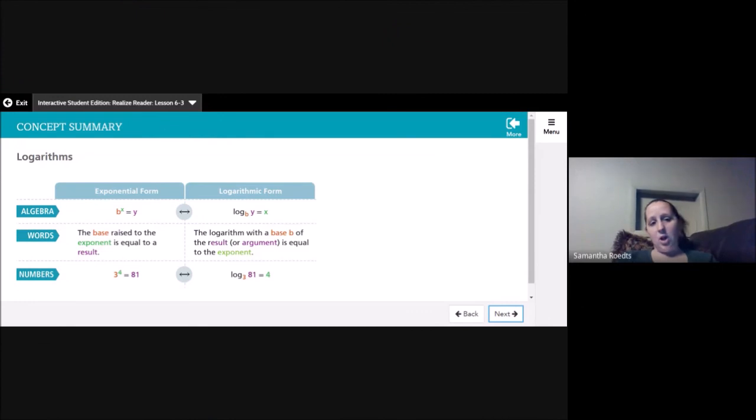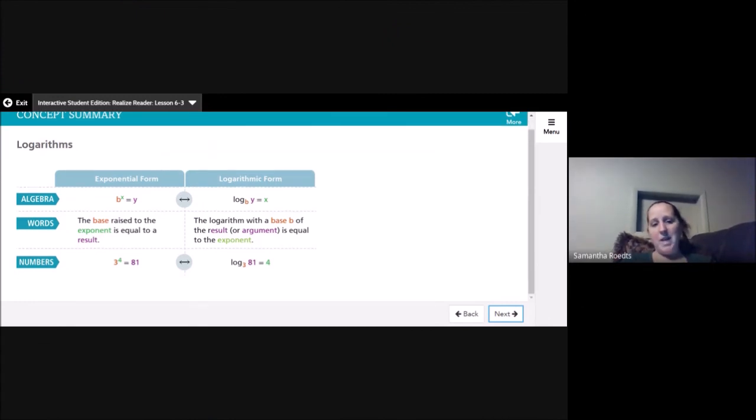All right, concept summary, logarithms. In exponential form, you have b to the x equals y, and in logarithmic form, you have log base b of y equals x. In words, the base raised to the exponent is equal to the result. An example is 3 to the 4th equals 81. In logarithmic form, the logarithm with base b of the result, or argument, is equal to the exponent. So log base 3 of 81 equals 4. And that is the end of Unit 6, Lesson 3.